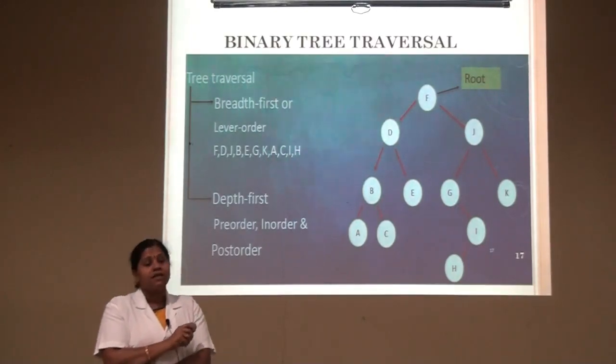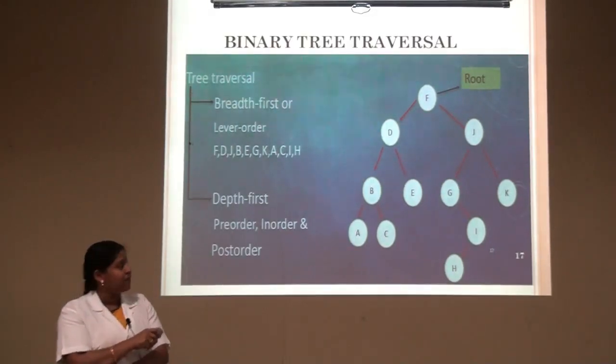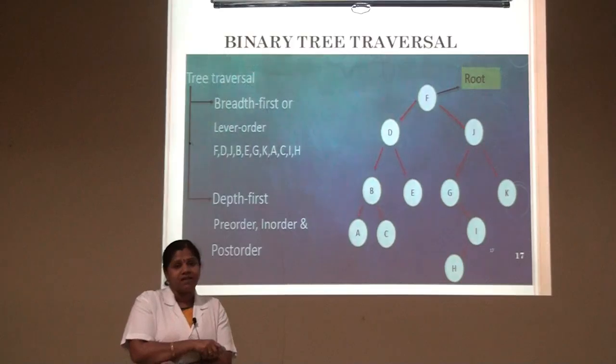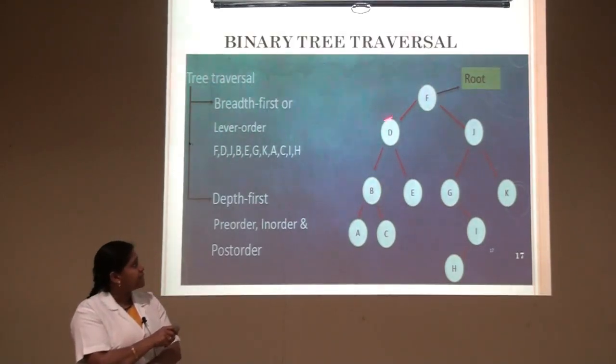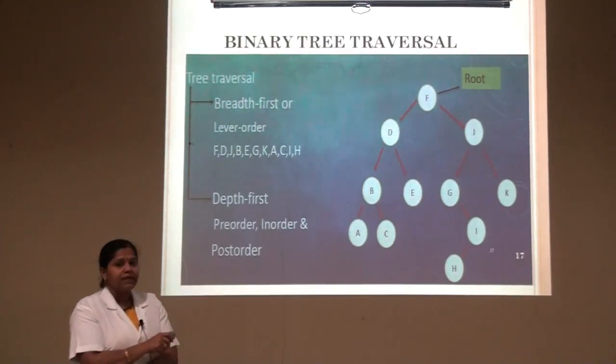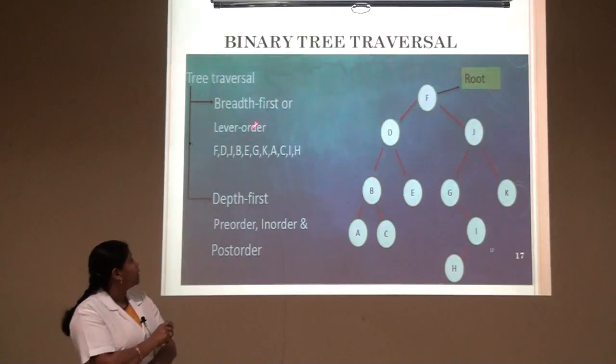In breadth first, the nodes are visited level by level, starting from the root node till the last level. For example, first we visit the root node, then we go for the next level nodes like D and J, then the next level nodes like B, E, G, K. Then the next level, the last level nodes. So in a level by level manner, the nodes are visited. That is what the breadth first order or level order is.